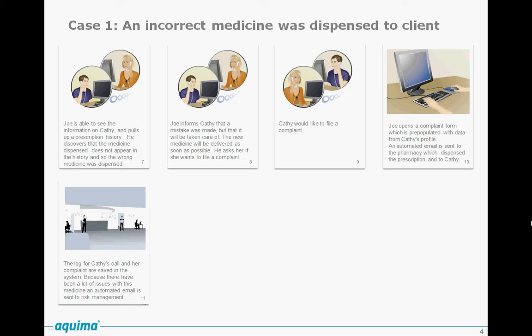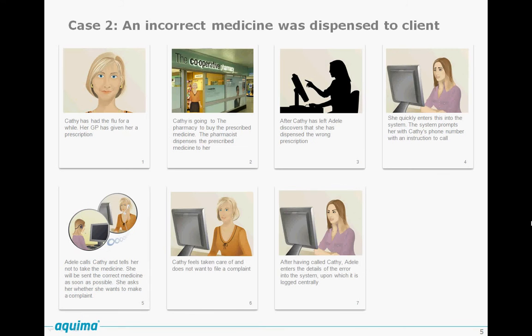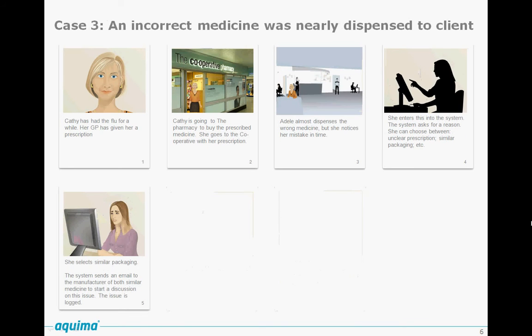And in this situation, we find that this particular medicine has had several issues like this, so an email is also sent to risk management to investigate. So that's case number 1. We can have similar cases where we can have an incorrect medicine that was nearly dispensed to the client as well. So we can now go into Aquima, and I'll show you how this was built.